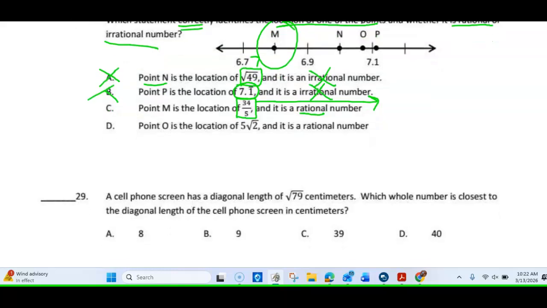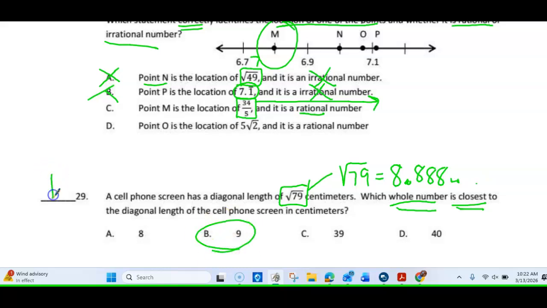Number 29. A cell phone screen has a diagonal of this. Which whole number is closest to the length? So you're just putting this in your calculator. When you do, you get 8.888... Which whole number is closest? You should have picked letter B.